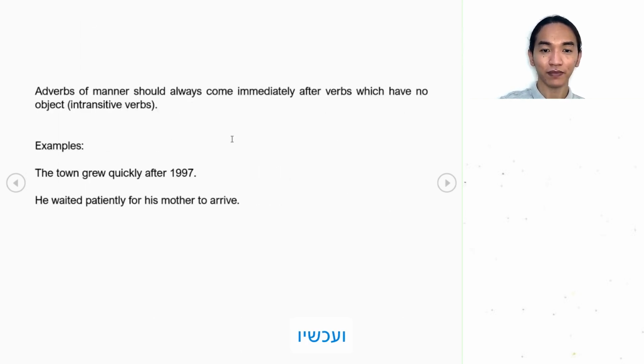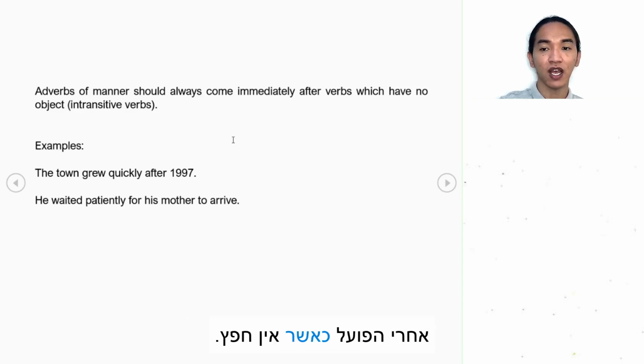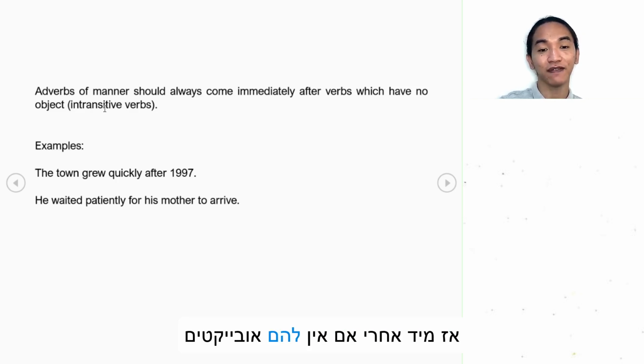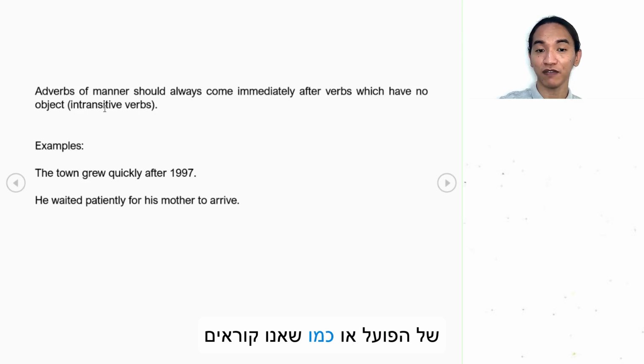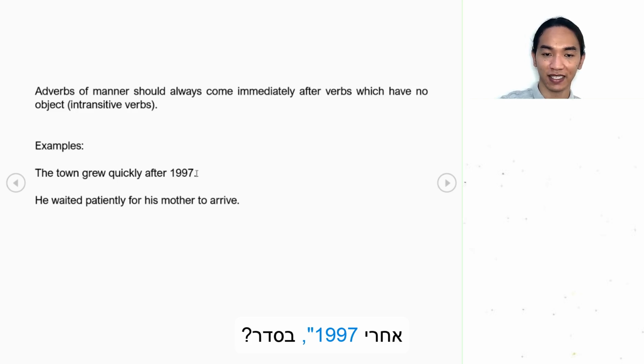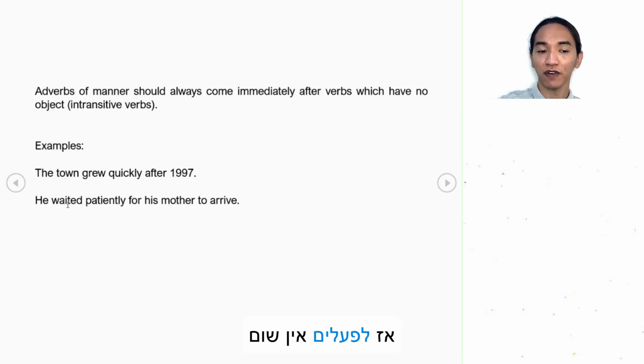Okay? Now, adverbs of manner should always come immediately after verbs which have no object. So immediately after, if they don't have objects of the verb, or what we call intransitive verbs. Example: the town grew quickly after 1997. Okay? He waited patiently for his mother to arrive. So your verbs here do not have any direct object.